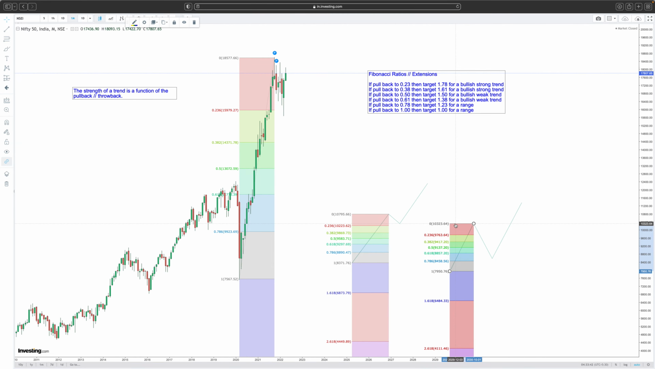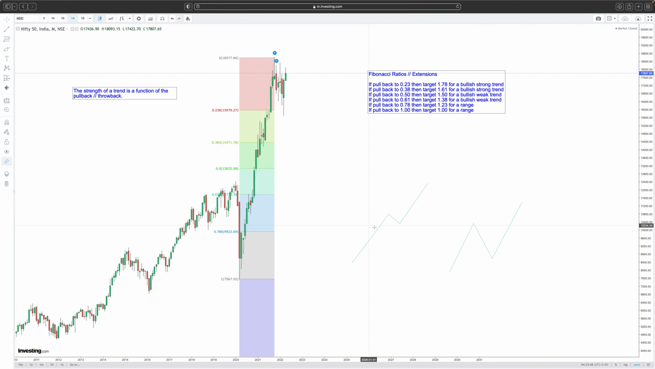So what would a plan look like? Once the market has clearly created a new all-time high, I'm just erasing these elements from the screen. So once the market has clearly created new highs, we know that this is a bullish trending market, but we do not know how strong this bullish trending market is. Now if we are trend traders, we want to buy the pullback.